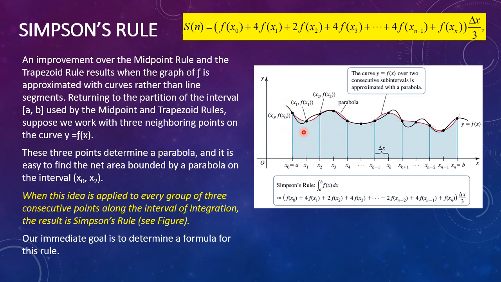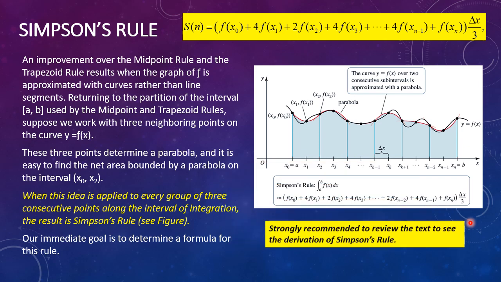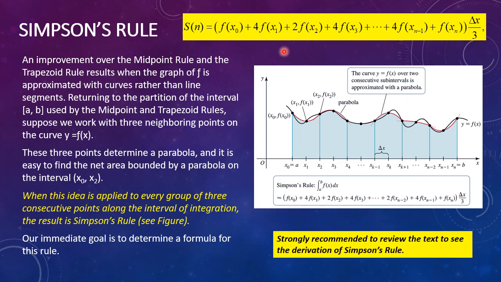So 1 for the first area and 1 for the second. And that's why it alternates back and forth, whereas x sub 0 and x sub n are only used for one area each.